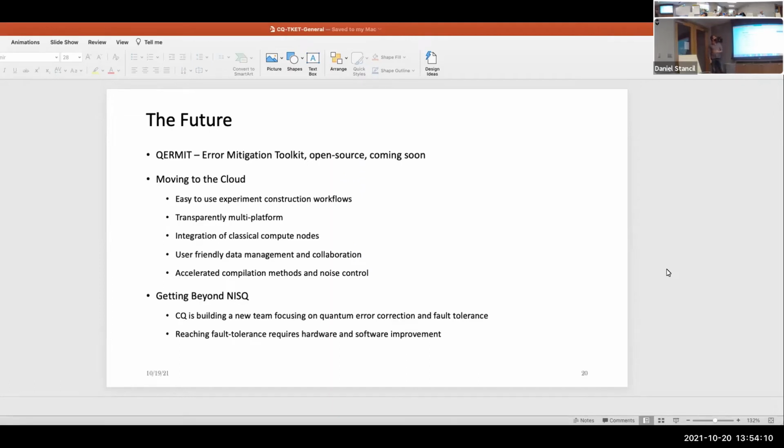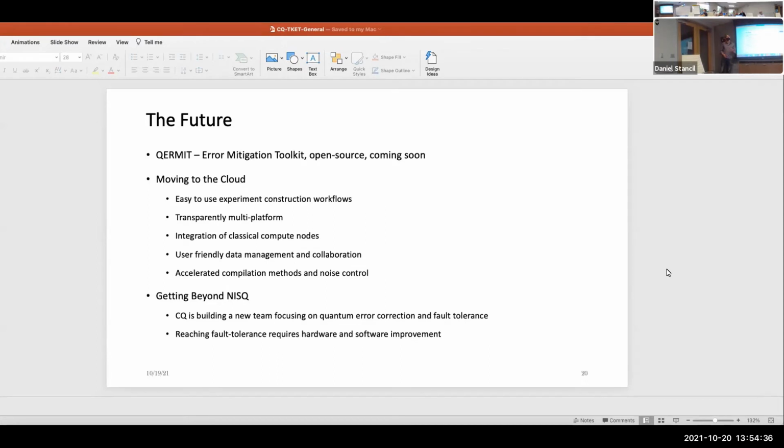And in the future, we will be adding an error mitigation toolkit, which will also be open source. We will be moving it to the cloud. So right now you download it from GitHub and you run it locally. As programs get bigger and more sophisticated, that may not work. And so we will soon be moving it to the cloud so that you can do the compilation using things like Azure or AWS. This might be more computationally intensive. It's also a little easier to do collaboration.